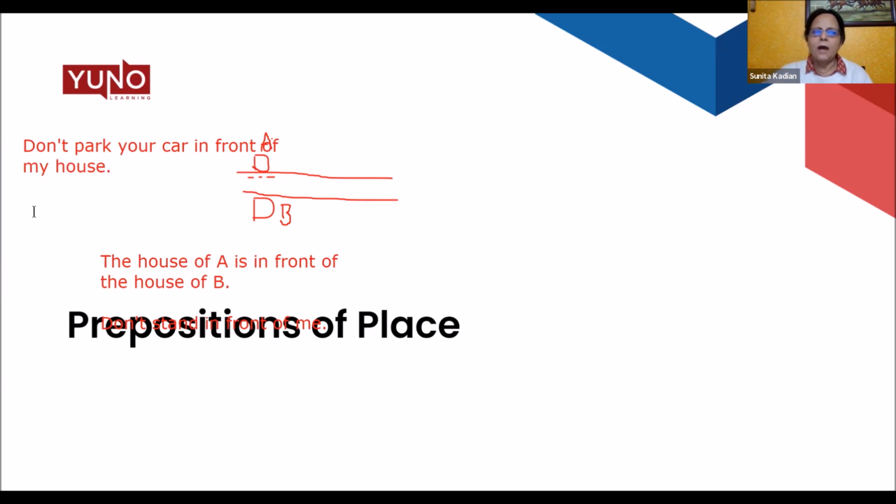No. The house of A is opposite to the house of B. That shop is opposite to my house, on the other side, across the road, on the other side of the road. So we say opposite to for that place. Okay, ma'am. Clear? All right, good enough. The other sentences are all correct.